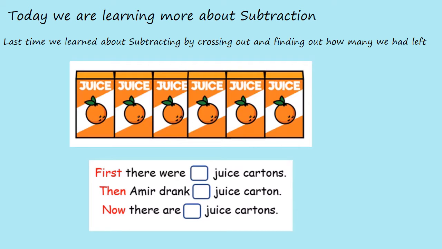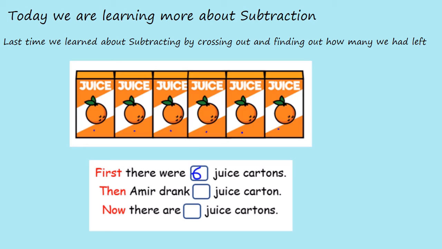Today we are learning more about subtraction. Last time we learned about subtracting by crossing out and finding out how many we had left. Let's look at one of the problems that we solved last time. Look at the juice cartons. How many are there? Let's count. 1, 2, 3, 4, 5, 6. First there were 6 juice cartons. Then Amir drank 1 juice carton.